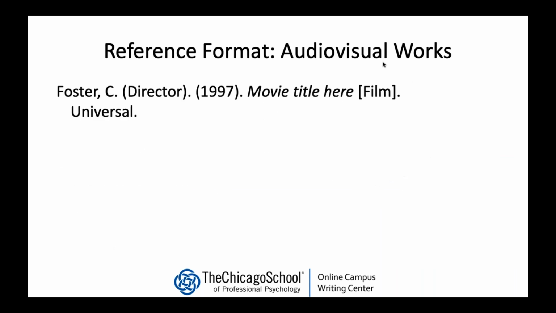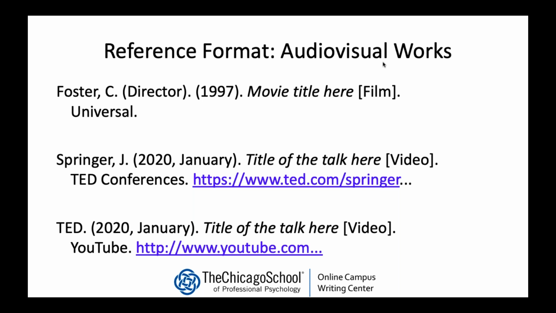For audiovisual works, they're going to look something like this. If you cite a film, you cite the movie title in italics the way you'd cite a book title. And if you're going to cite a video like a TED Talk or something like that, you're also going to provide the web link. Essentially, the rule of thumb is going to be if there's an internet version of the source, you need to go ahead and use that to share with your readers so that they can quickly access it.